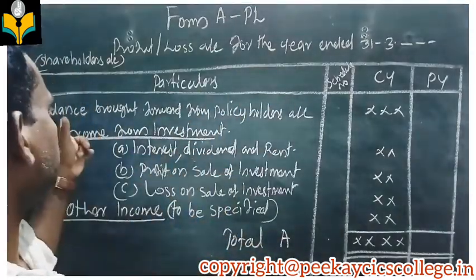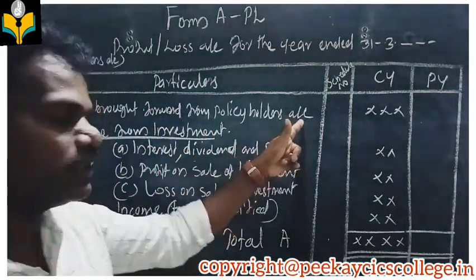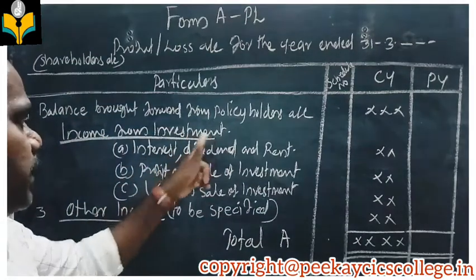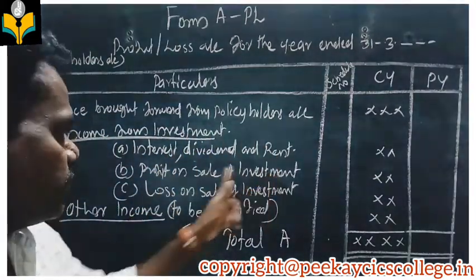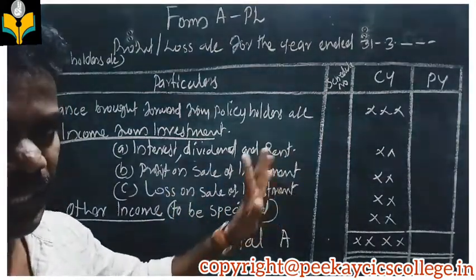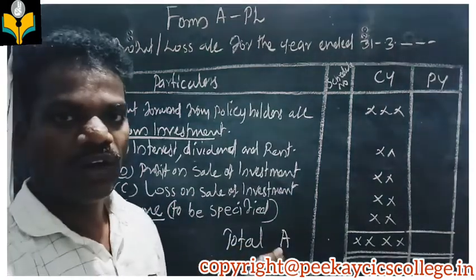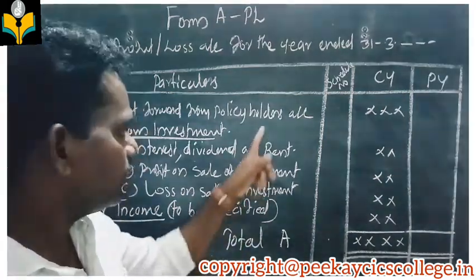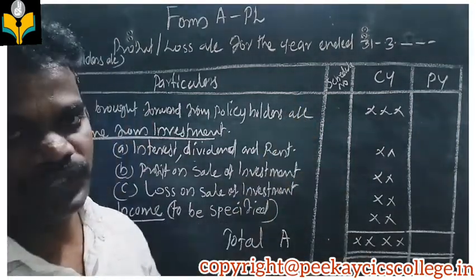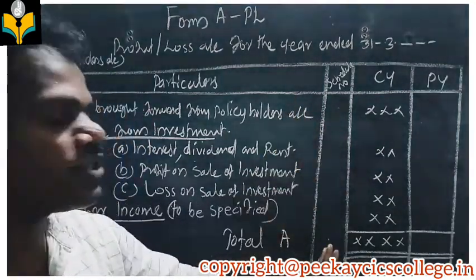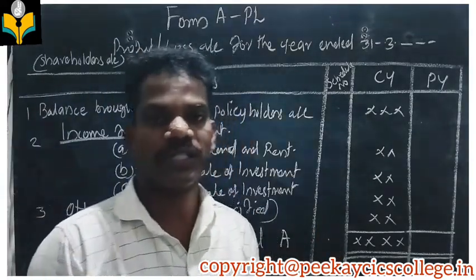Once more, balance brought forward from policyholders account or revenue account. Then income from investment: interest, dividend and rent. Profit on sale of investment minus loss on sale of investment. Then other income, that means the transfer fees or any donations. It should be total A, the total income of profit and loss account. There is no schedule for profit and loss account in the case of insurance companies.